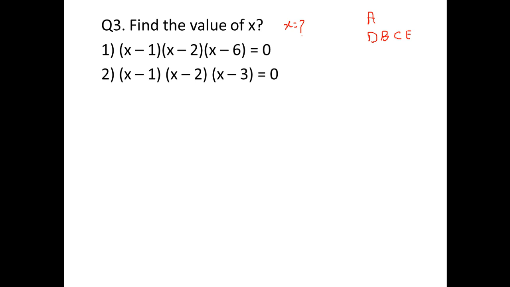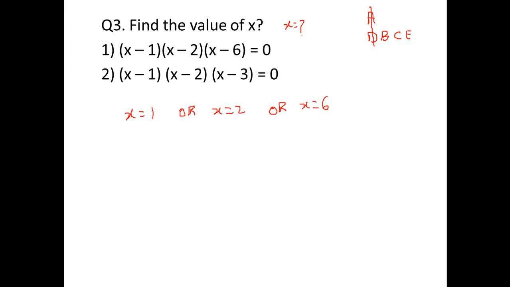Now first statement, same thing, product of three terms is equal to 0, so one of them is 0. So we get either x is 1 or x is 2 or x is 6. So I'm getting more than one value from the statement. This is not sufficient. We eliminate AD.